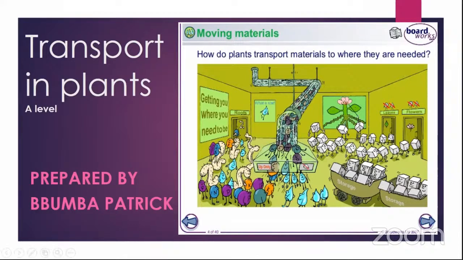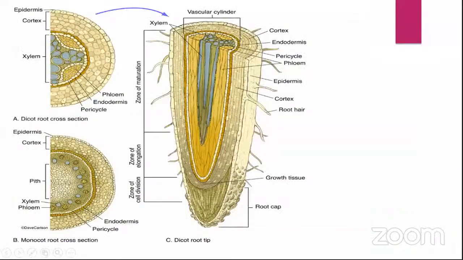I think we can start. I hope each one of you is ready. For you to better understand transport in plants, it begins. Just look in your lower right corner. This is a plant of chili pepper.